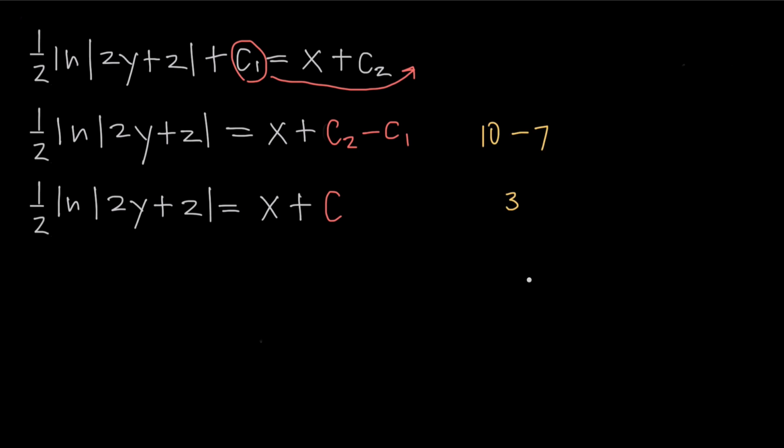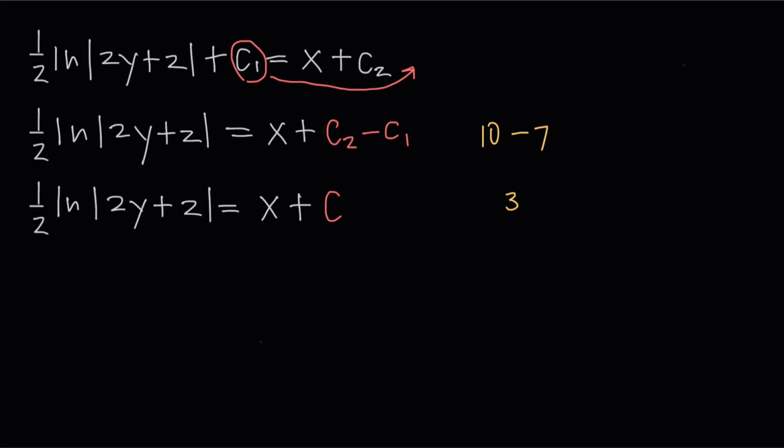All we're trying to do here is solve for y, not c sub 2 or c sub 1. So nothing's lost in the problem by combining them into one constant and calling the new constant c. We just know that instead of 10 minus 7 in place of c sub 2 minus c sub 1, we'll just have 3 in place of c.